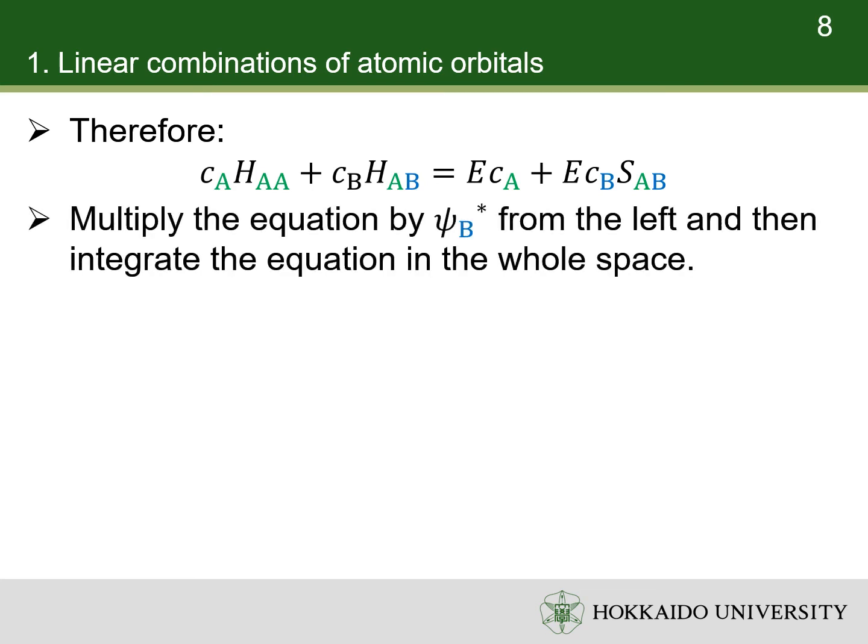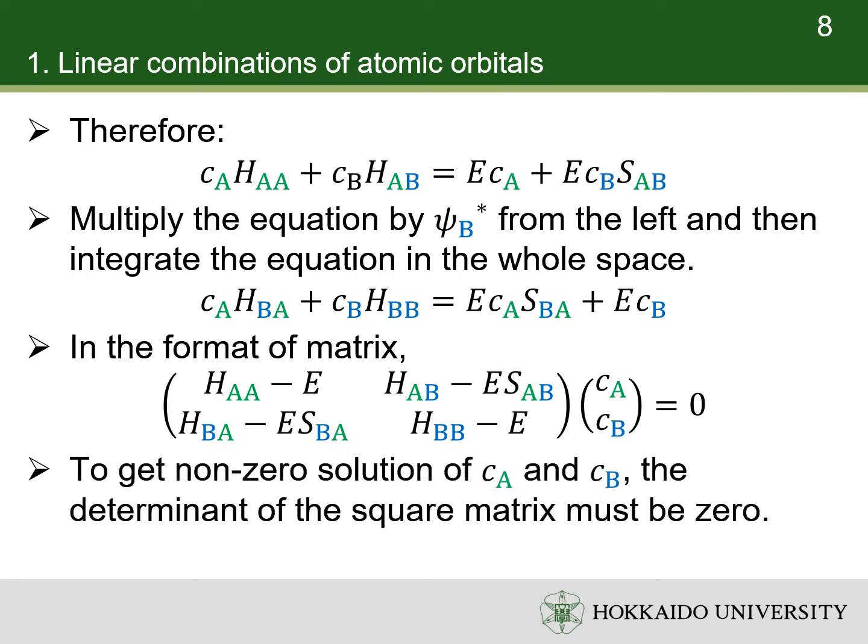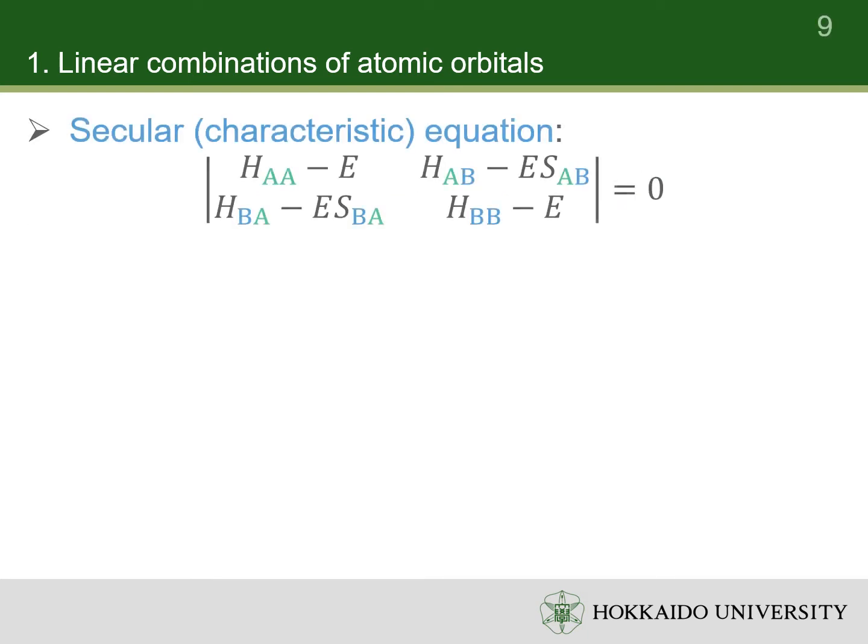We can repeat this process by multiplying the equation by the complex conjugate of psi B from the left, and then integrate the equation in the whole space. Using similar notations of Coulomb integral, exchange integral, overlap integral, and the normalization of wave functions, we get another equation. The two equations can be written in the form of a matrix. They are linear equations about Ca and Cb. To have a non-zero solution of Ca and Cb, the determinant of the square matrix must be zero. It is called a characteristic equation in mathematics, or secular equation in chemistry.